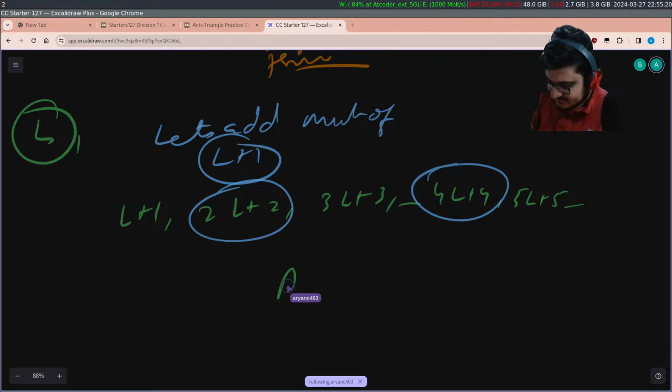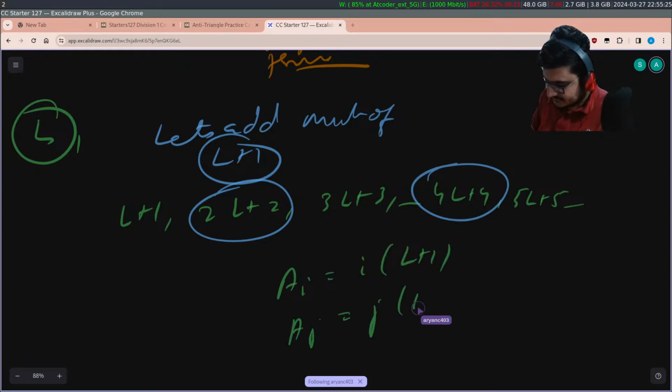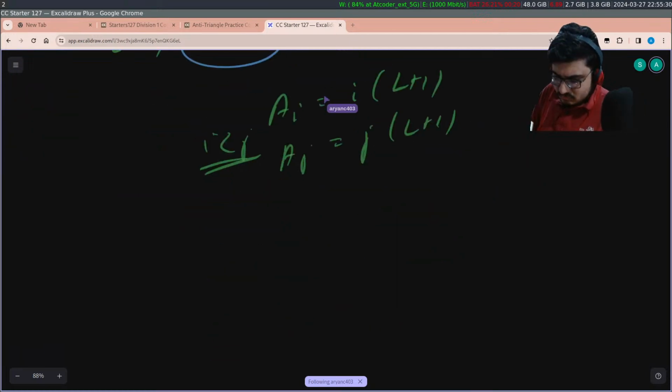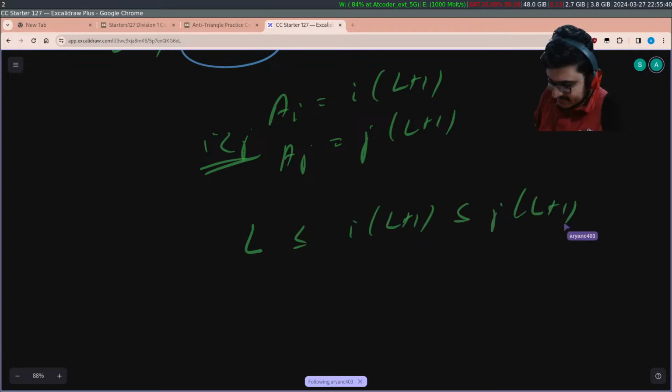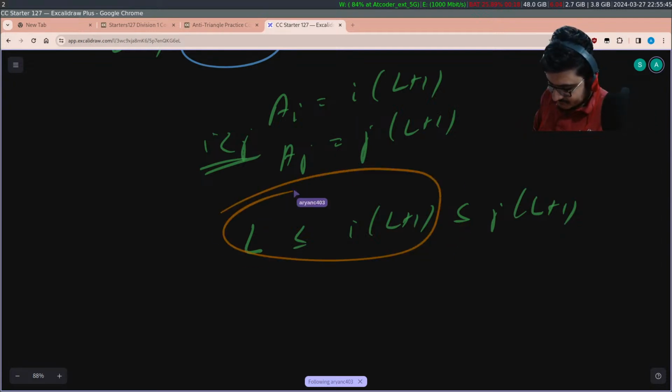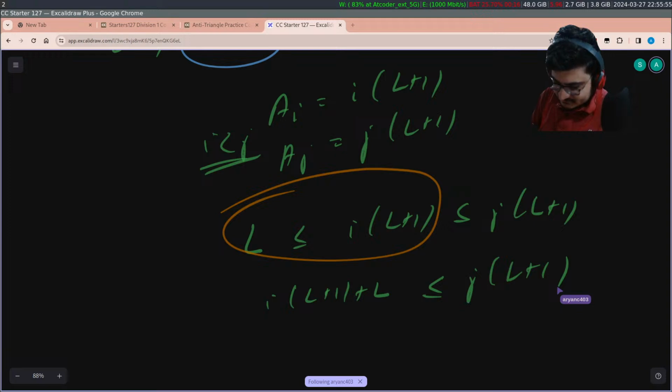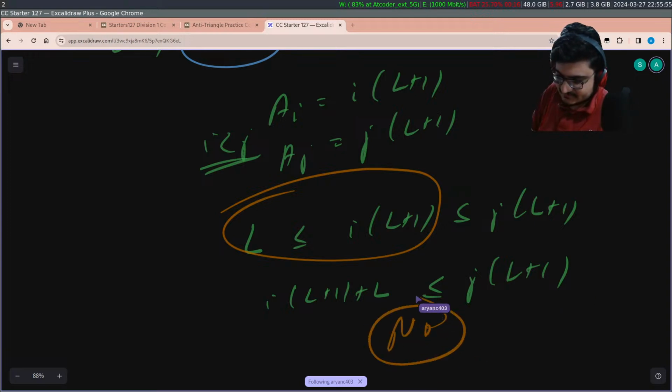Let's say you have chosen ai equal to i into L plus 1 and aj equal to j into L plus 1, and let's say i is less than j. Then the ordering would be L less than i into L plus 1 is less than j into L plus 1. Now if you take the sum of the smallest two numbers, this sum would be i into L plus 1 plus L, and you can verify this is less than or equal to j into L plus 1. So the answer is no in this case.